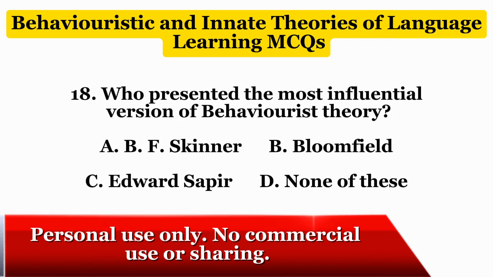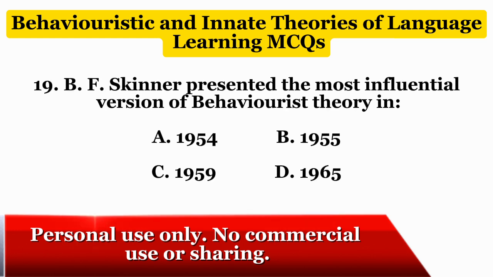Who presented the most influential version of behaviorist theory? B.F. Skinner, Bloomfield, Edward Sapir, none of these. Right option is A. B.F. Skinner presented the most influential version of behaviorist theory. B.F. Skinner presented the most influential version of behaviorist theory in 1954, 1955, 1959, 1965. Right option is C. B.F. Skinner presented the most influential version of behaviorist theory in 1959.